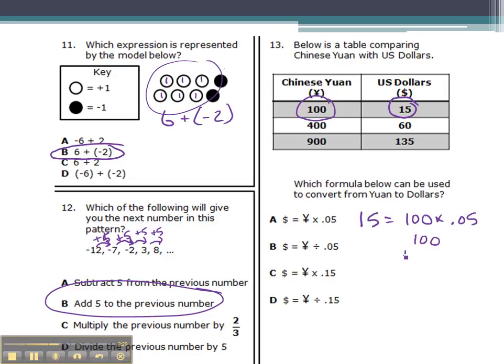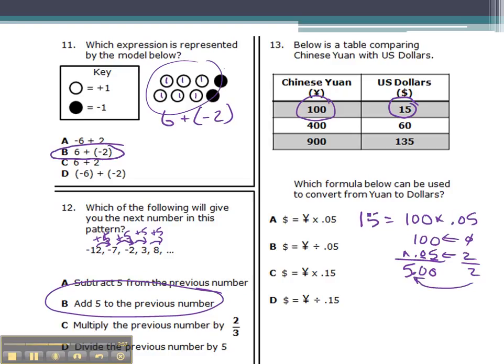100 times 0.05. Remember, whenever you're multiplying with decimals, you just ignore the decimal at first. So right now it's like I'm multiplying 100 times 5, which is 500. And then we look for how many decimal places in each of our factors. There are 0 decimal places here. There are 2 decimal places here, 2 digits after the decimal. So I need 0 plus 2, or 2 decimal places in my answer. So my decimal would go right there.